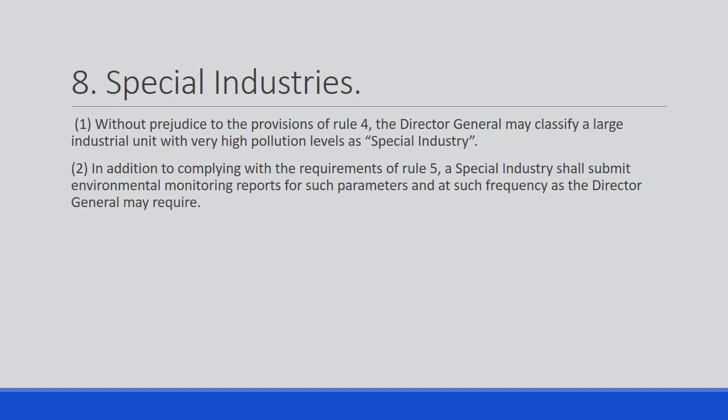The Director General may classify a large industrial unit with very high polluting levels as a special industry. Rule 5 is applicable on such an industrial unit, that is, monthly submission for liquid effluents and gaseous emissions. In addition to this, the Director General of the Sindh EPA may require such industry to report parameters at a frequency specified by himself.